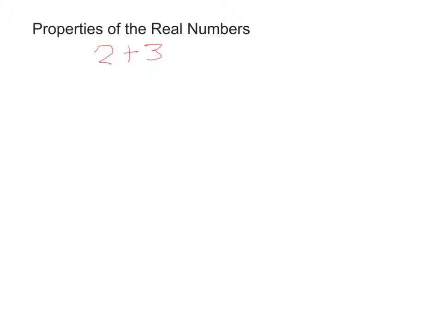Well, there's a property called the commutative property of addition, which says I can say 2 plus 3, or I can say 3 plus 2. And in both cases, it's simply equal to 5. So basically what this is saying is the order you add numbers doesn't matter, okay?